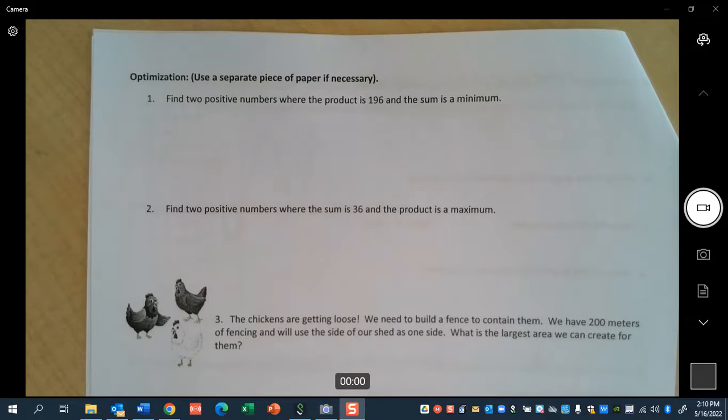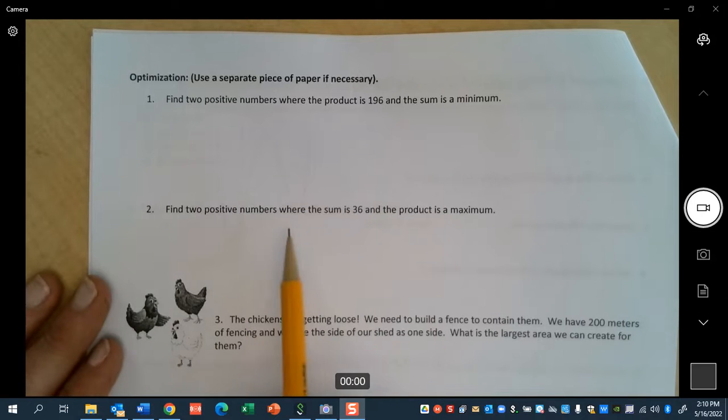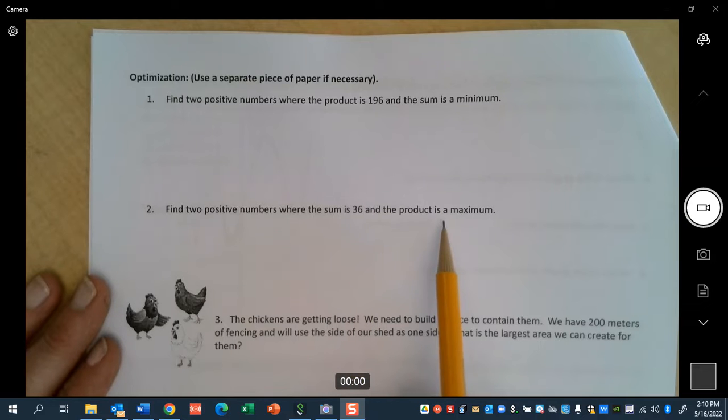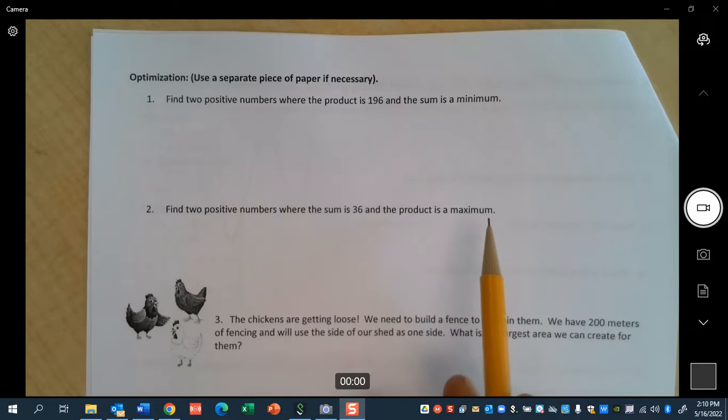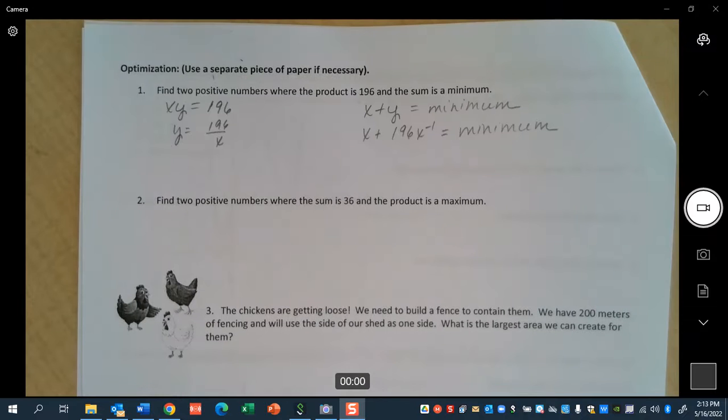Two positive numbers where the product is 196 and the sum is a minimum. Two positive numbers where the sum is 36 and the product is a maximum. Stop and talk to your group mates about how you want to start this problem, and we'll check in. Your mark is set, go. Does it matter if you solve for X?